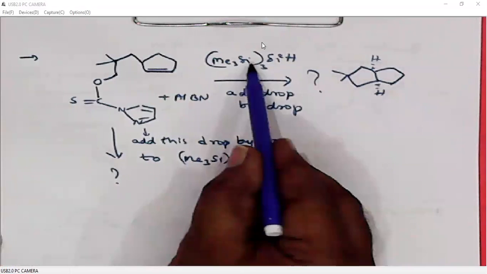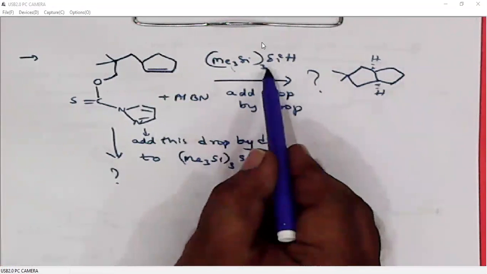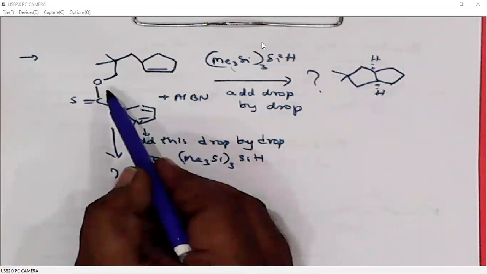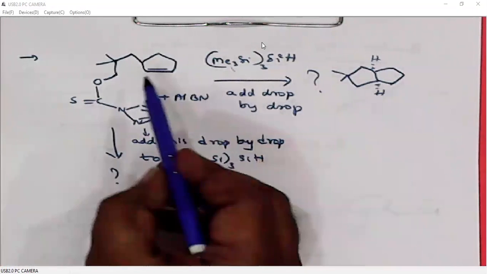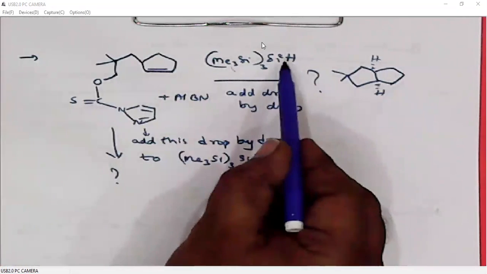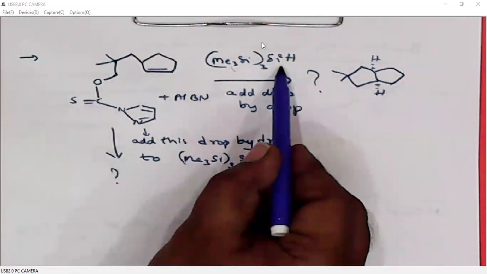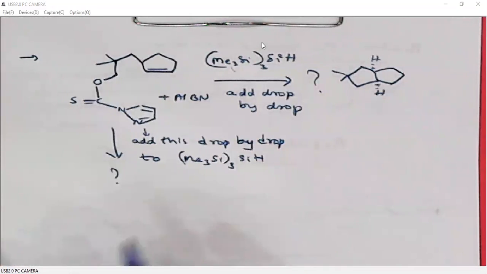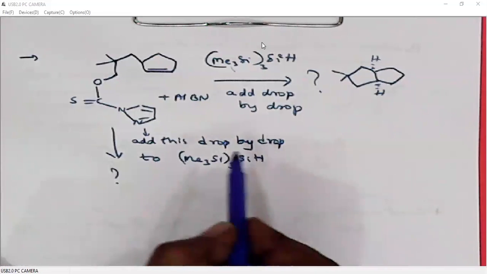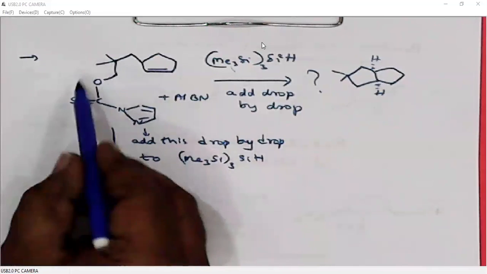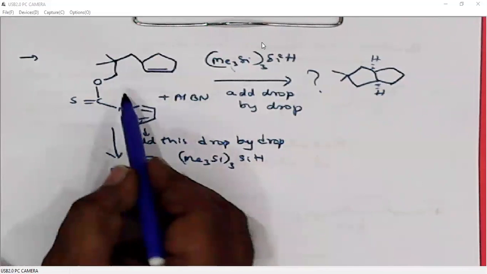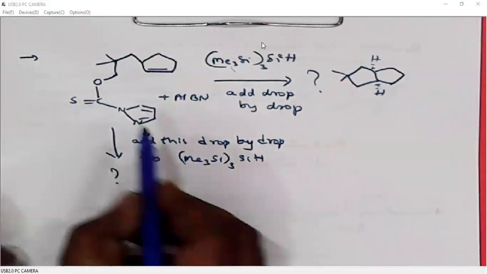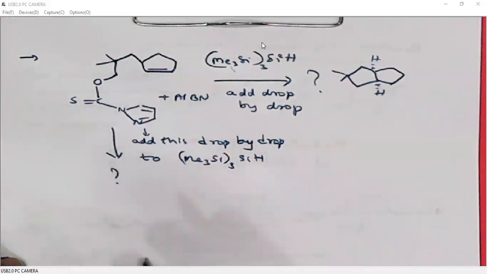When we are adding this reagent drop by drop, the concentration of silyl hydride is very, very small, right? The concentration of this compound will be large. So what will happen? Instead of picking a hydrogen from the silyl hydride, the generated radical will undergo cyclization. Now what we are doing, we are taking silyl hydride in the beaker, we are adding this compound drop by drop. That means in this case silyl hydride quantity is very large, the compound quantity is very, very small.